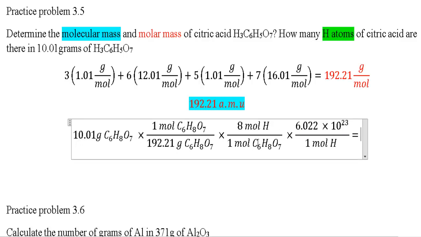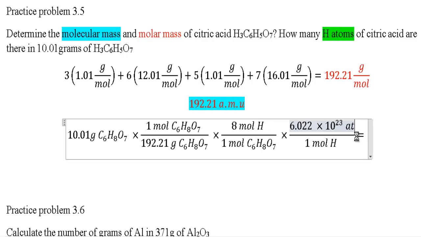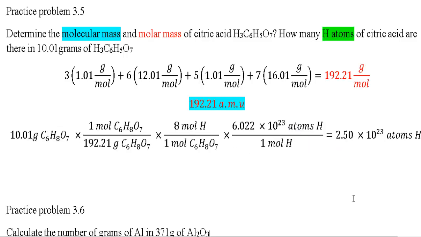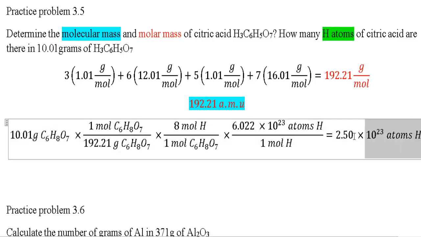So this is the right conversion factor here. For every 1 mole of citric acid, there's 8 moles of hydrogen. For every 1 mole of hydrogen, you have Avogadro's number of atoms. Don't forget your units. I'm getting 2.50 times 10 to the 23 atoms.